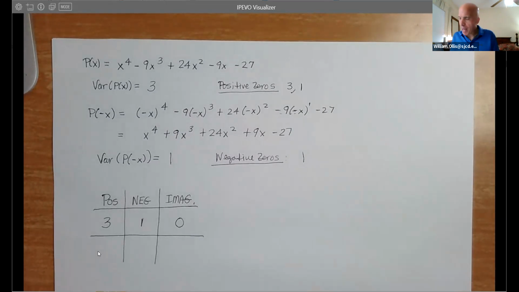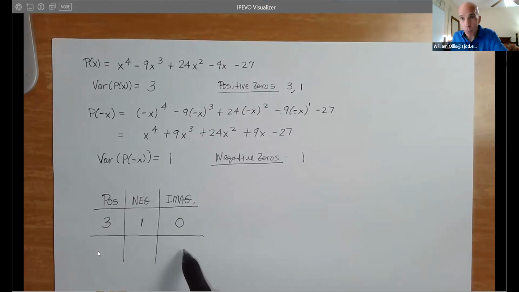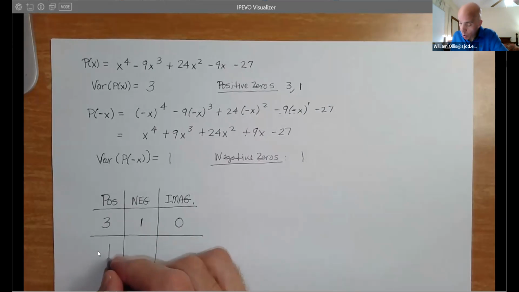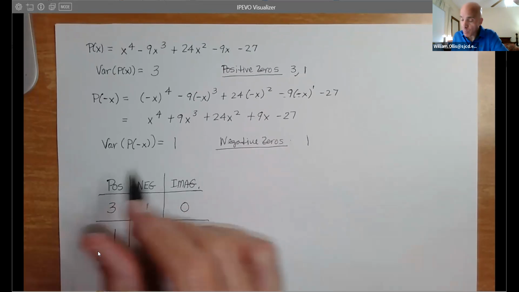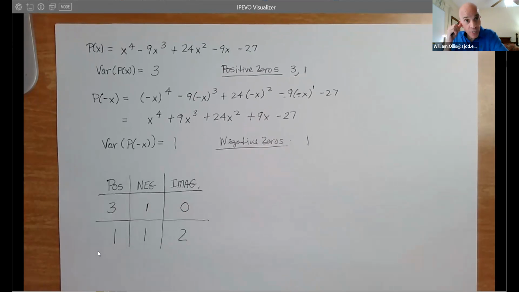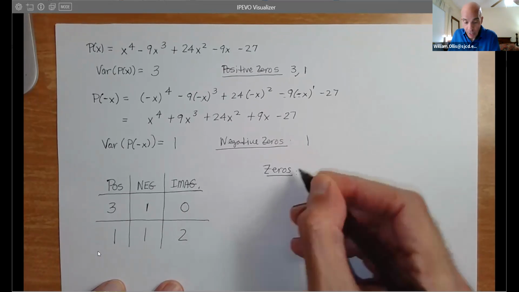When you think about this case here, you're thinking, well, we could have 1 positive zero, and then to ensure that we have an even number here, we'll go 1, 1, 1, 1, and then 2 imaginary. So this would be a possible distribution of zeros for this particular polynomial. So we could have this, or we could have this, but let's just go right back to this problem and write down the actual zeros. We have what?